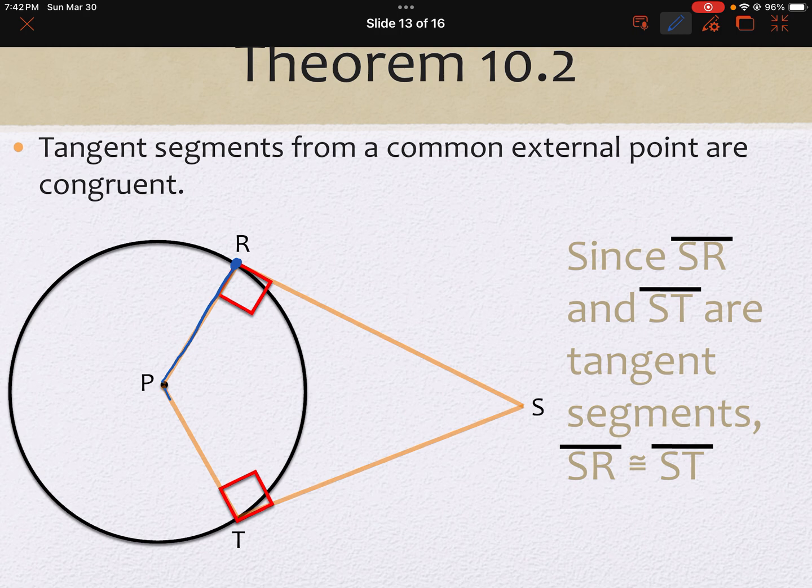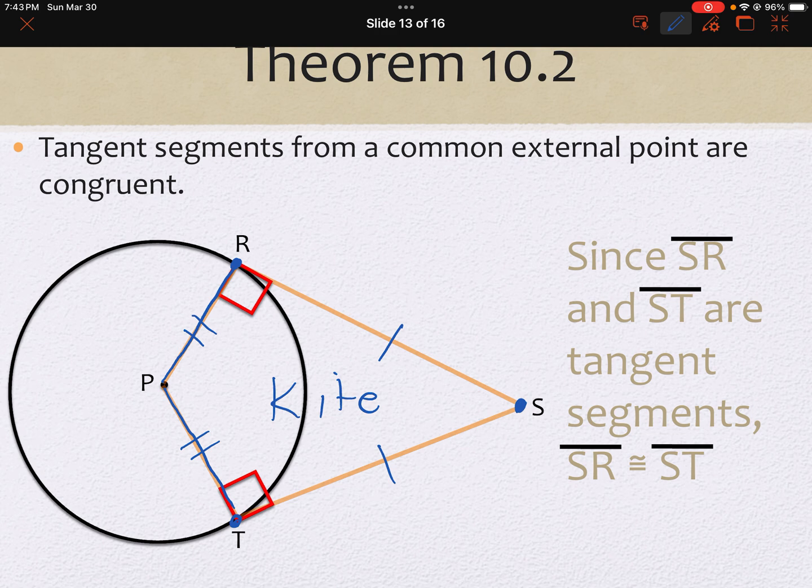And the same thing happens down here. Segment PT is a radius. It makes a right angle with this segment down here, segment TS. So if it makes a right angle, then it's a tangent. And notice how both of these tangents touch a common point. Anytime that happens, those two segments are congruent. And the neat thing is, you know your radii are congruent too. Do you see what shape is formed there?